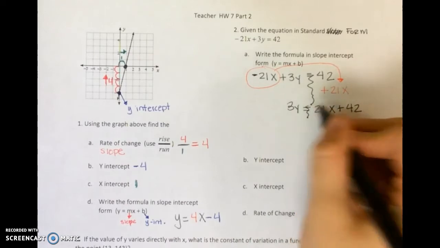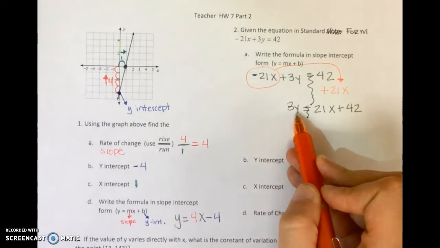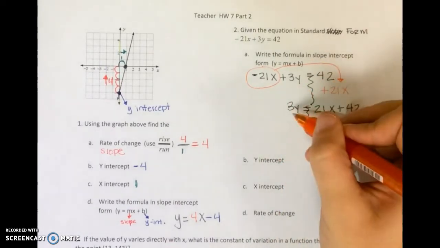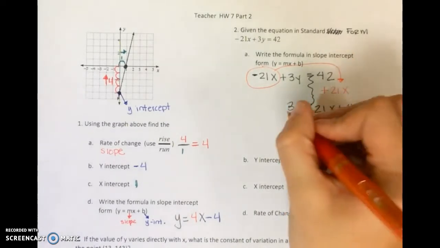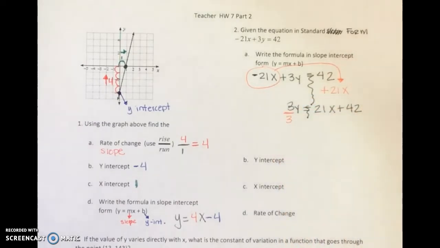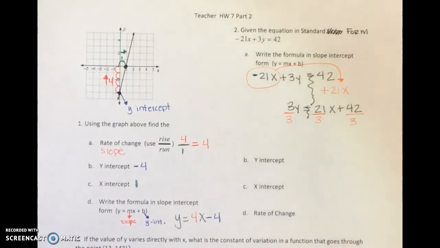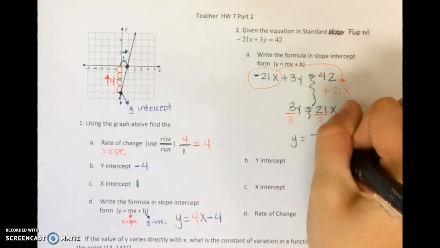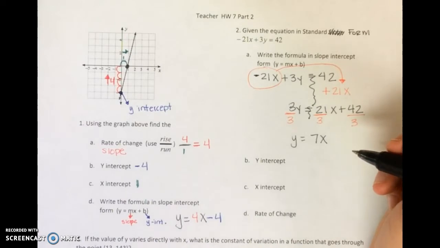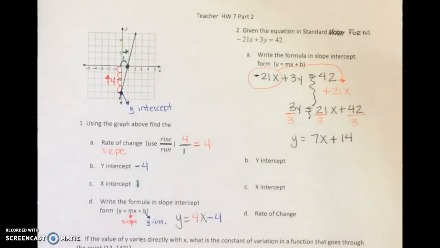The next thing you want to do, because the y is still not by itself, is to get rid of that 3. The 3 is not being added or subtracted. It is being multiplied. So what you have to do is the opposite of multiplication, which is division, and you divide by 3. And you also have to divide every single one of these terms by 3. So you end up with y equals 7x, and then 42 divided by 3 is 14. So y equals 7x plus 14.